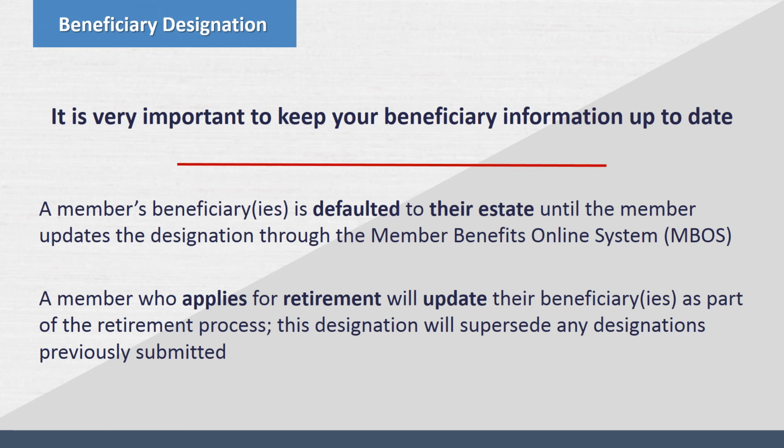Your beneficiary designation is defaulted to your estate until you update your designation using the Designation of Beneficiary button on the Member Benefits Online System, or MBOSS for short. When you apply for retirement, you will be required to update your beneficiary information on the retirement application itself. This will supersede any designations you have previously submitted.